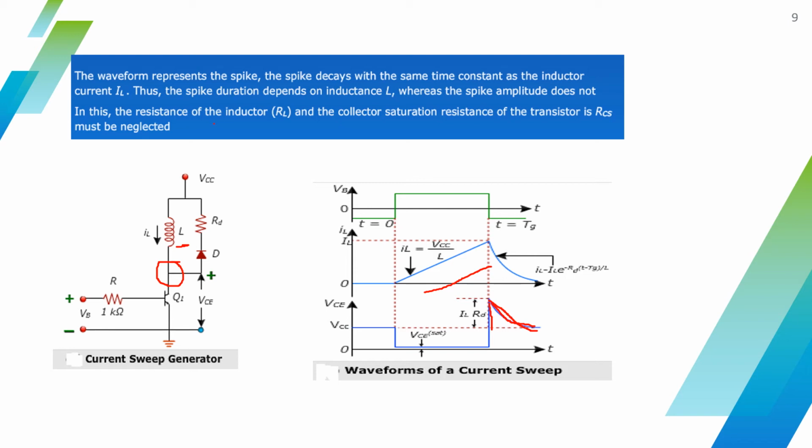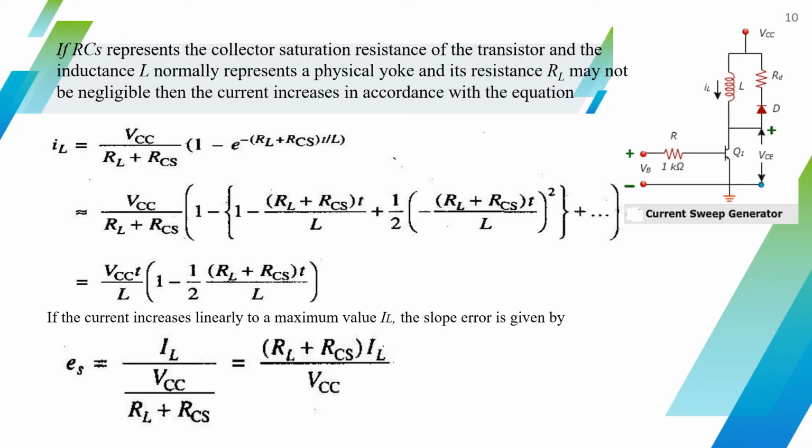If you consider the collector saturation resistance, then what happens? Let's see. If RCS is considered, then IL is given by the following. Initially, if it is not considered, IL is given by VCC by RL into T. When RCS is considered, IL equals VCC by (RL plus RCS) into (1 minus e power minus (RL plus RCS) into T by L).